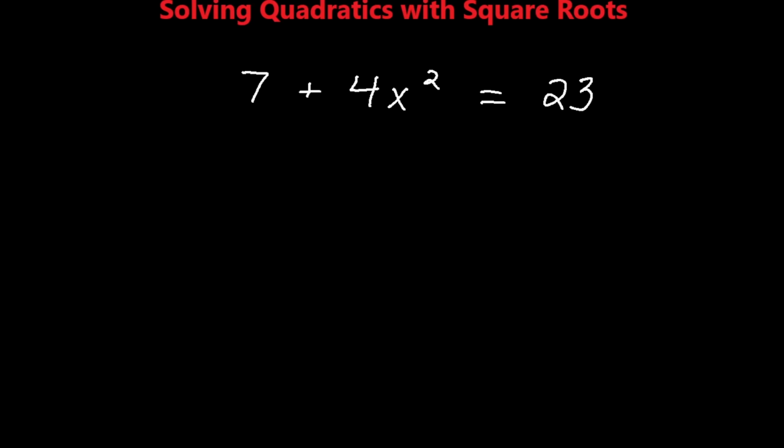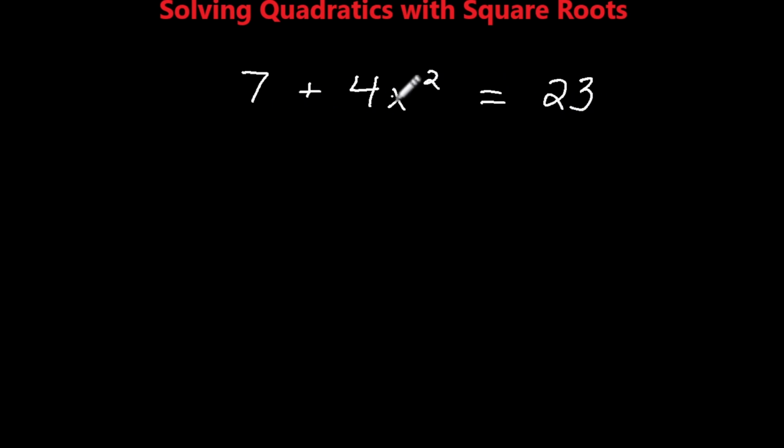There are many different ways of solving quadratics to find the roots of the equation, and the one that we're going to explore here is actually using square roots with just algebra manipulation. Obviously, you can factor using conventional methods or the quadratic formula, but for this one, we're going to actually solve it using square roots. So over here we have 7 plus 4x squared equals 23.